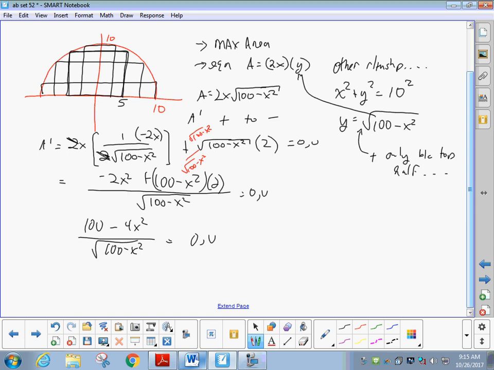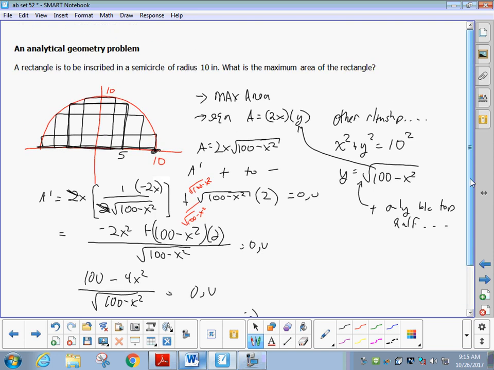Okay. So a prime is undefined if x is 10, that would mean you're using a rectangle that goes all the way out to the edge, which therefore has no height. Now that's actually a minimum area, not a maximum area. So that's not good. That's a minimum. What about a prime equal to 0? Or negative 5, I suppose you could say, at 5, is what makes the numerator 0.